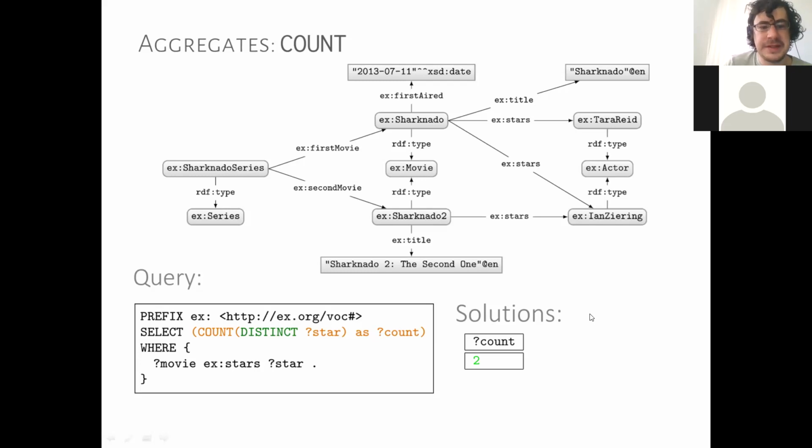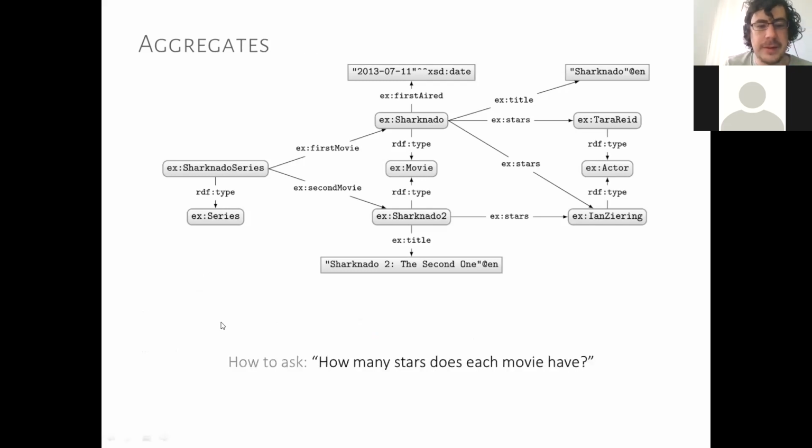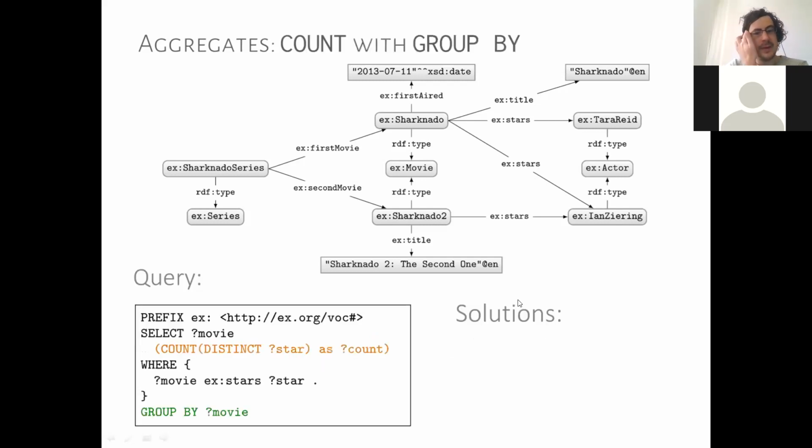Okay. This is count. The same thing happens in SQL and in other query languages as well. How many stars does each movie have? So this involves not just a global count, but a count per something. In this case, it's a count per movie. So we want to return Sharknado as 2 stars and Sharknado 2 has 1 star in the graph.